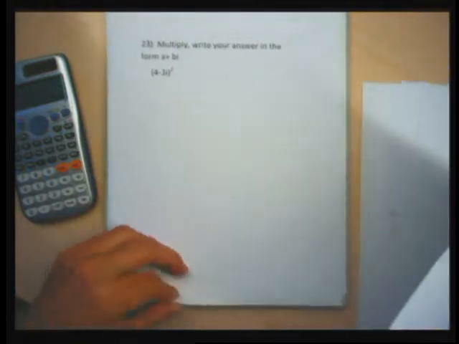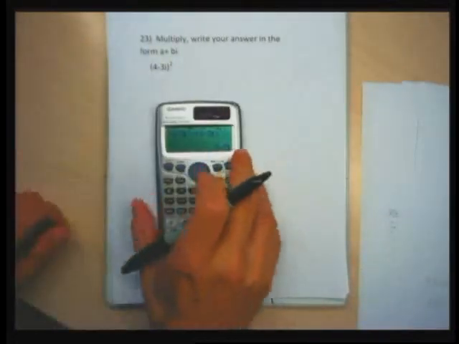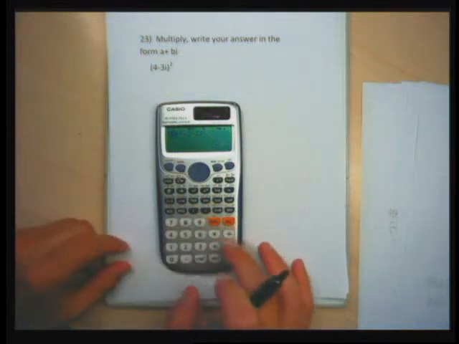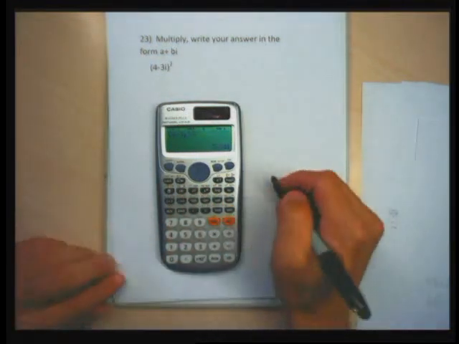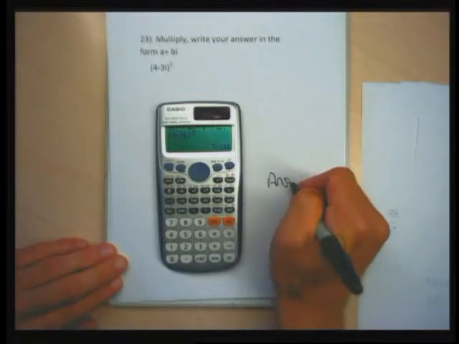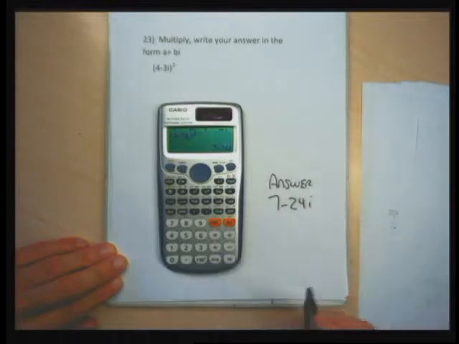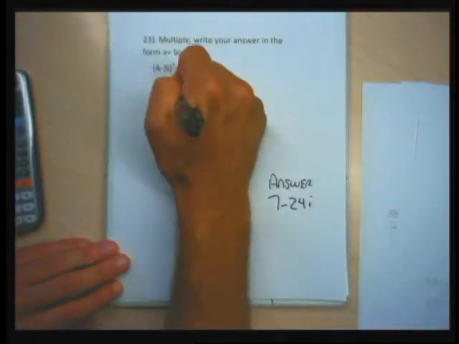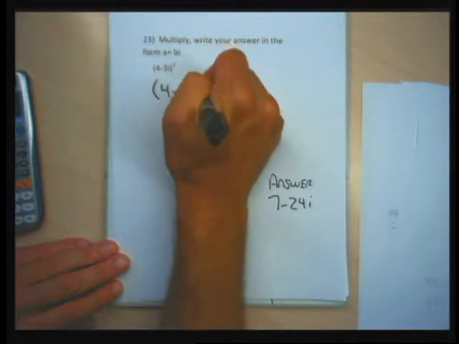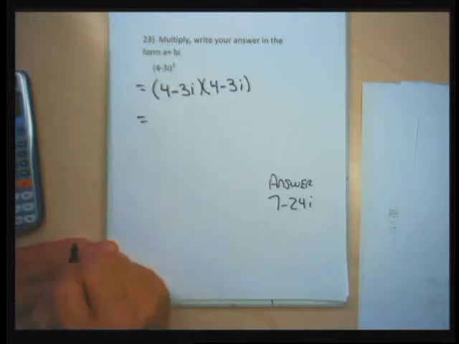I'll do the same for 23. I need to do them both by hand and in my calculator. I don't know which one, I'm just in the mood for doing this first. So 4 minus 3i squared. The answer to this is supposed to be 7 minus 24i. To get there by hand, because this is a binomial being squared, I'm going to write it without the exponent, and I'm going to FOIL.